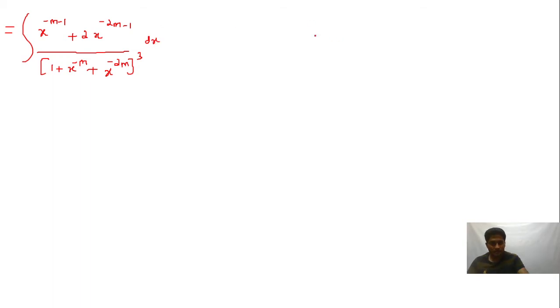I'm going to put 1 plus x to the power of minus m plus x to the power of minus 2m equal to t. Differentiation of 1 is 0. Minus m x to the power of minus m minus 1 minus 2m x to the power of minus 2m minus 1, and then dx is equal to dt.